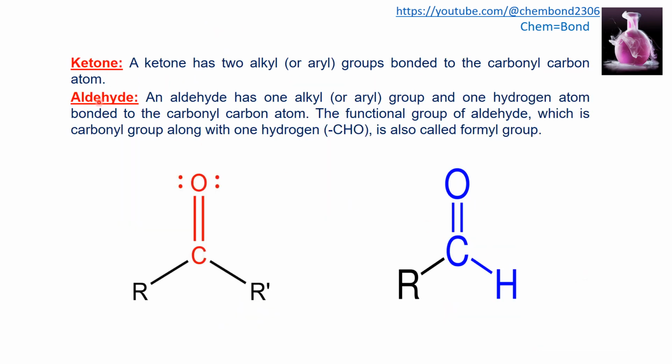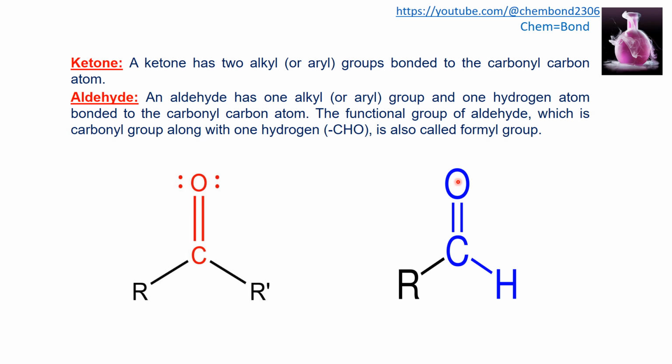Ketone and aldehyde. What is the difference between ketone and aldehyde? In case of ketone and aldehyde, both have C double bond O, that is the carbonyl group. But in case of ketone, two alkyl groups or aryl groups are bonded to the carbon of the carbonyl group. So here it is ketone because there are two alkyl, or it may be aryl groups. In case of aldehyde, one alkyl or one aryl group is attached to the carbonyl carbon, while the carbonyl carbon is attached on the other side to hydrogen.